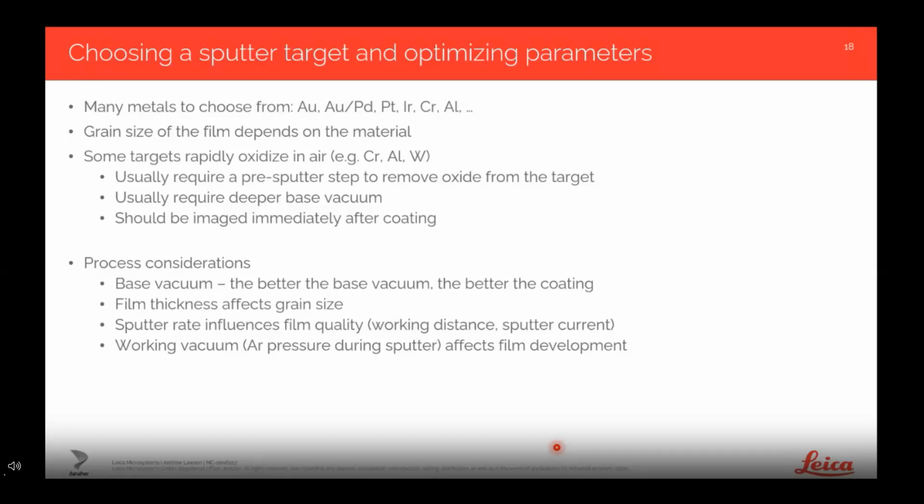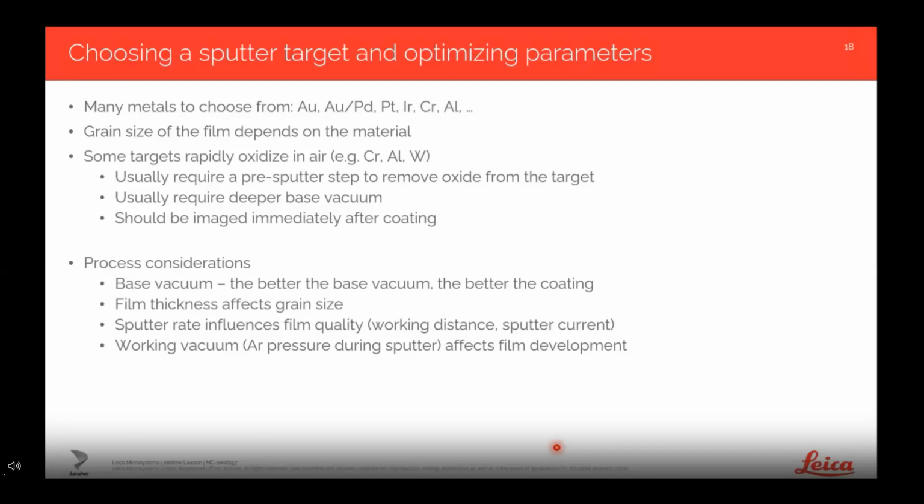They typically require a deeper base vacuum, so a little bit longer pump down to really get a deep base vacuum to achieve a nice coating. But I would say the biggest problem with using these oxidizing targets is that they will oxidize immediately after you vent the chamber and pull your coated sample out. So they should be imaged relatively quickly. While they're typically less expensive than some of the more inert metals like gold or platinum, the downside is that they should be imaged relatively quickly if you're going to use a sample that oxidizes.